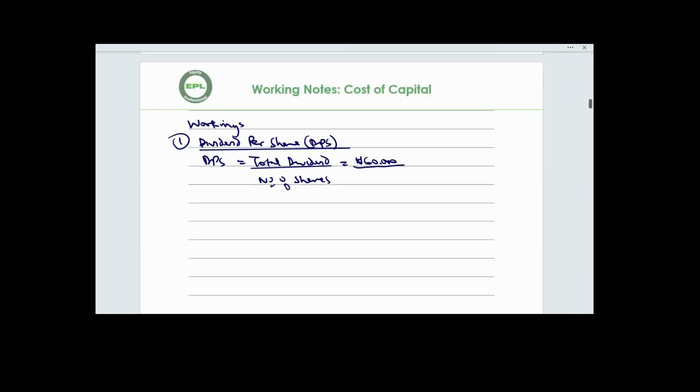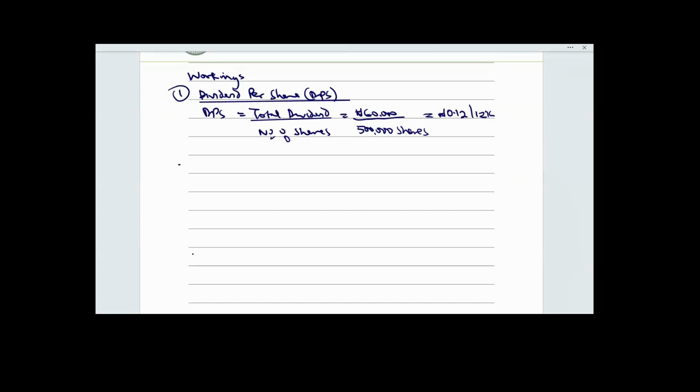Let me confirm. Yes, 500,000 shares. Therefore, dividend per share will then be equal to 60 divided by 500, which is 0.12 or 12 kobo. All right, so that's it. That's that. Then working number 2. Let's calculate growth rates.